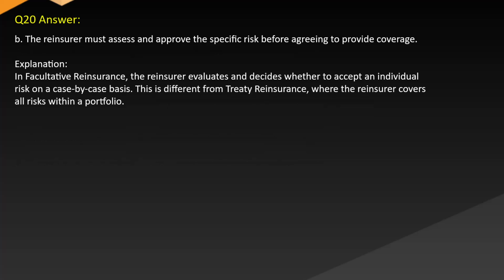Answer: B. The reinsurer must assess and approve the specific risk before agreeing to provide coverage. Explanation: in facultative reinsurance, the reinsurer evaluates and decides whether to accept an individual risk on a case-by-case basis. This is different from treaty reinsurance, where the reinsurer covers all risks within a portfolio.